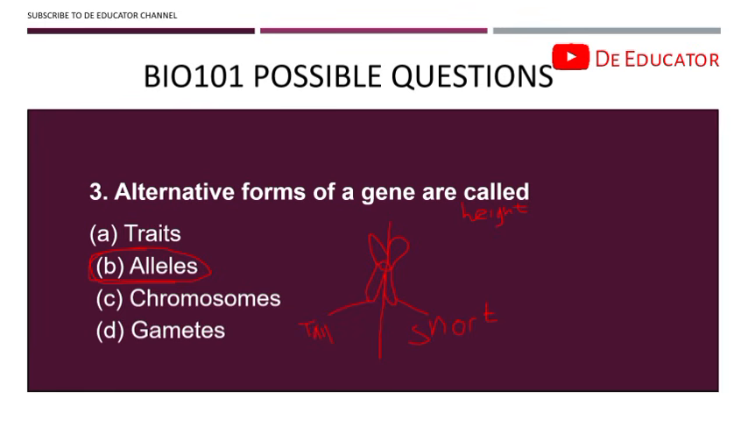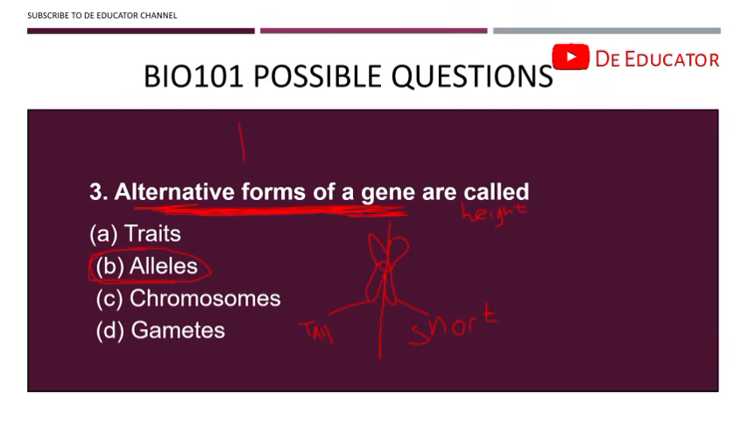So when you see something that has to do with tall, short, big, small, yellow, green, white, red, just know individually they are referred to as alleles. So allele refers to the alternative form of a gene. And now these alleles are represented in a particular way when you want to do genetic crossing.